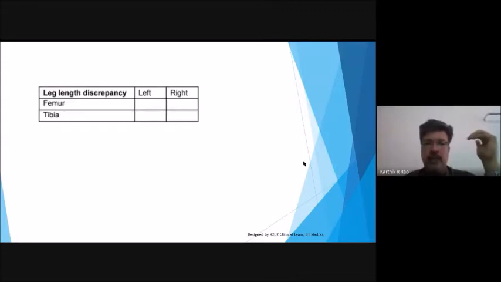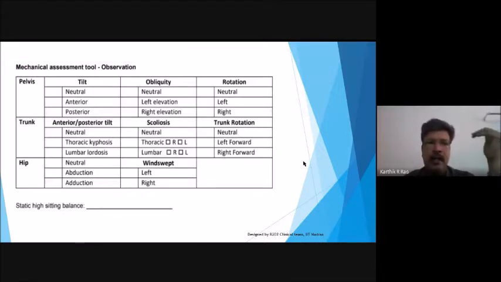And then we also check the leg length discrepancy for the femur as well as for the tibia, both for the left and right side. The leg length discrepancy essentially is the difference in length between the right side and the left side. This will also be an indication which will help us decide what adjustments need to be made to enable the person to use the RISE. And then we look at the mechanical assessment tool. We are going to look at observation of the person's posture in terms of pelvis, trunk, and hip. In the pelvis, you're looking at different aspects, so we'll go into more detail of that.